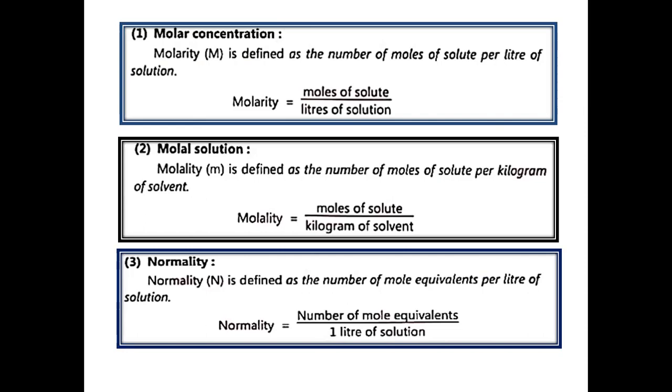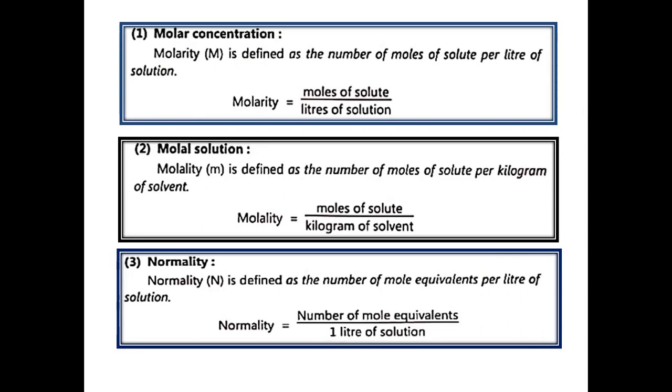So molality is indicated by small m, whereas the molarity is indicated by capital M. So molal solution is defined as the number of moles of solute per kg of solvent. So what is molality? Number of moles of solute dissolved in 1 kg of solvent. So 1 mole in 1 kilogram of solvent corresponds to 1 molal solution.